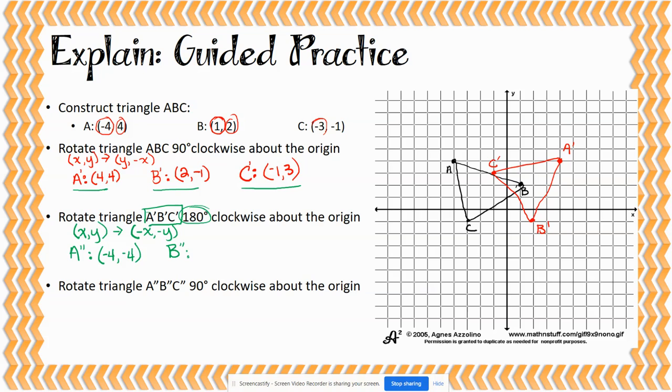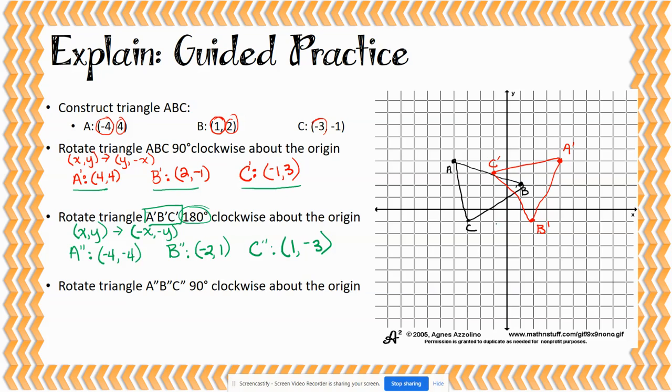For B double prime, I see that B prime was located at (2, -1). They will stay in their same positions, but they will both change to their opposites. So the opposite of 2 is -2. The opposite of -1 is +1. And then for C double prime, C prime was at (-1, 3). So it's going to become (+1, -3) because they stay in the same position, but both change to their opposites.